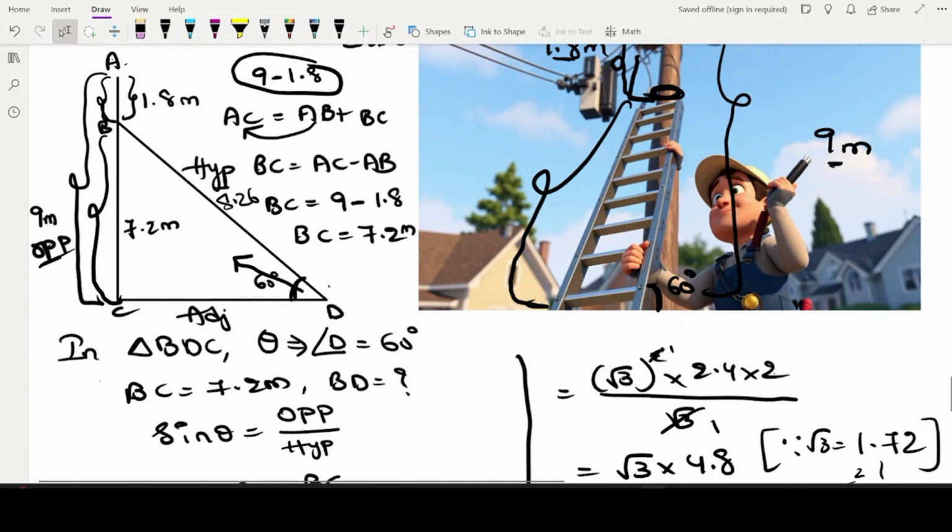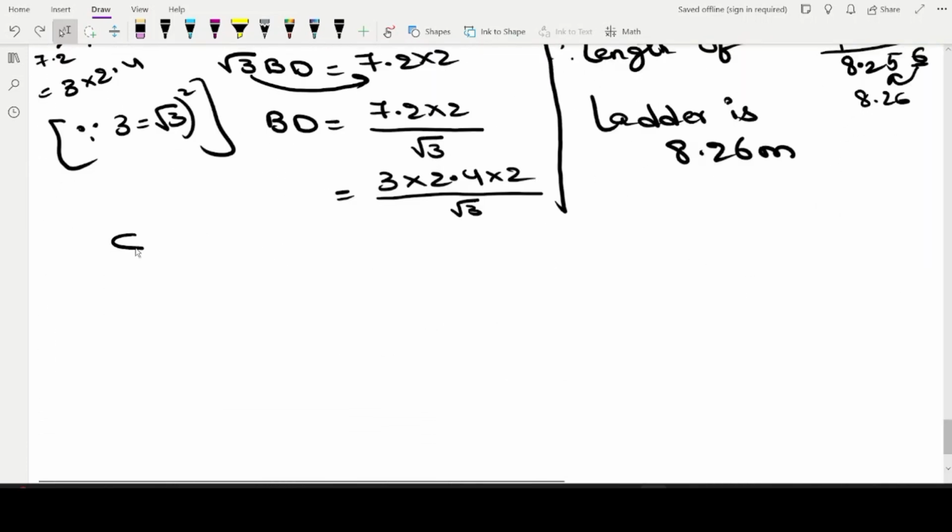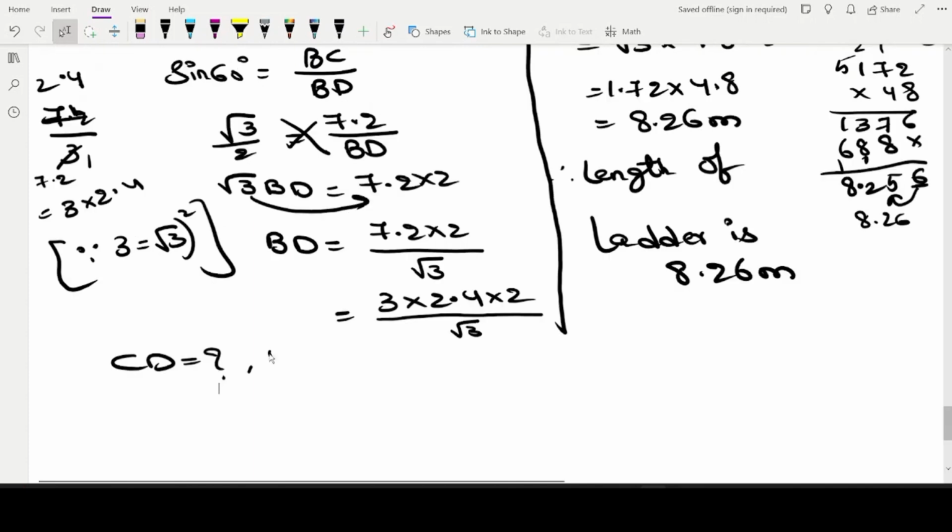Now the second part of the question, where you need to find the distance between the foot of the tower and the foot of the ladder. So you need to find the distance of CD. The trigonometry ratio that combines both the opposite side and the adjacent side will be tan theta. So let us use the tan theta formula. You need to find the distance between C and D, and the given value was BC, which is 7.2 meters.